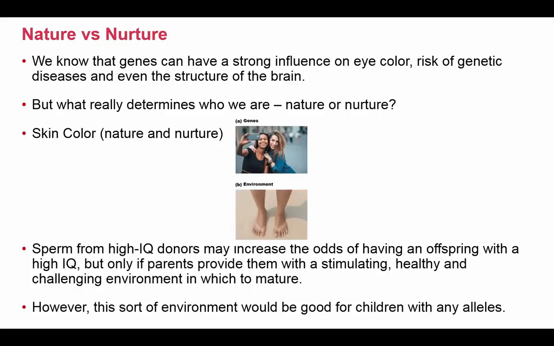So then sperm from high IQ donors may increase the odds of having an offspring with a high IQ because we know that the father or the sperm cells are going to send their genetics onto that offspring, and so there is a chance that it could increase the odds. But only if the parents provide them with a stimulating, healthy, and challenging environment. If you take a child that's born from a sperm donor that had a high IQ, but you don't introduce that child to education, you don't teach them how to read, you don't teach them how to do math and English and things like that, then it doesn't matter how high the IQ, you're not going to stimulate it, and so the odds that they would have a high IQ and be able to get an advanced degree when they go to college will probably be slim.